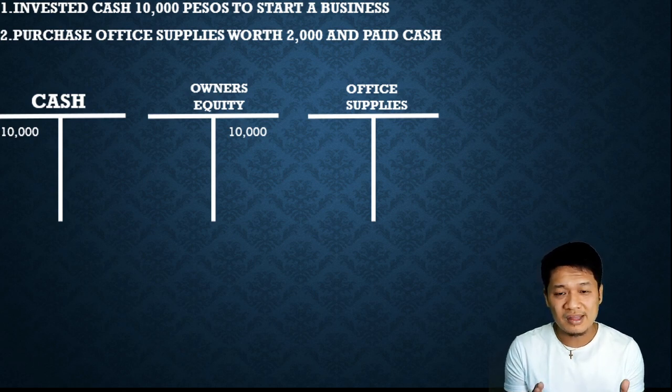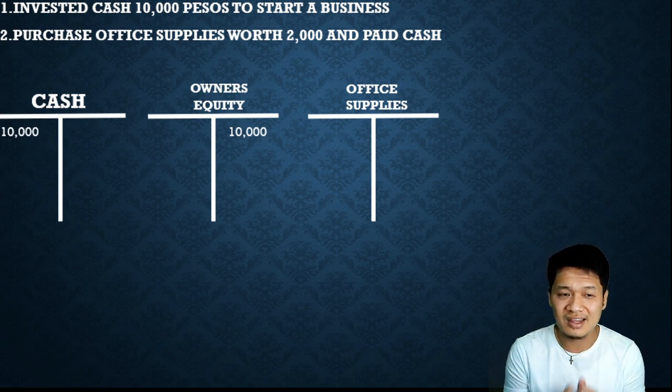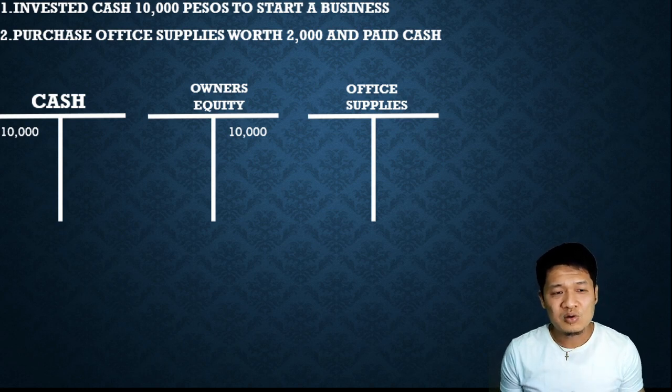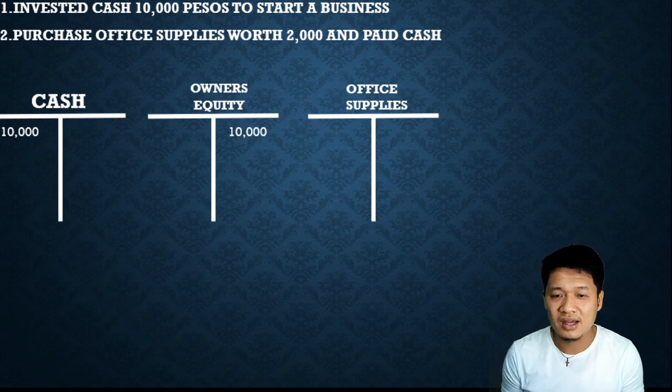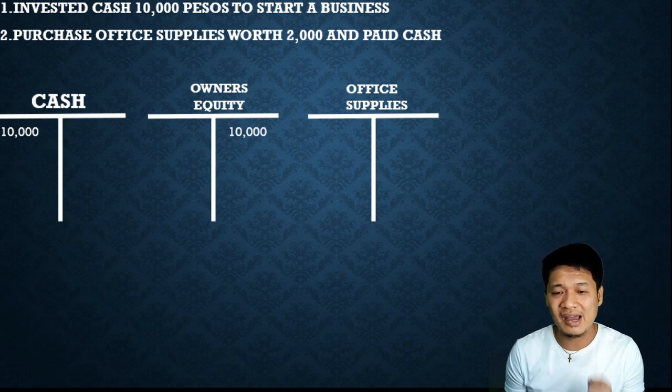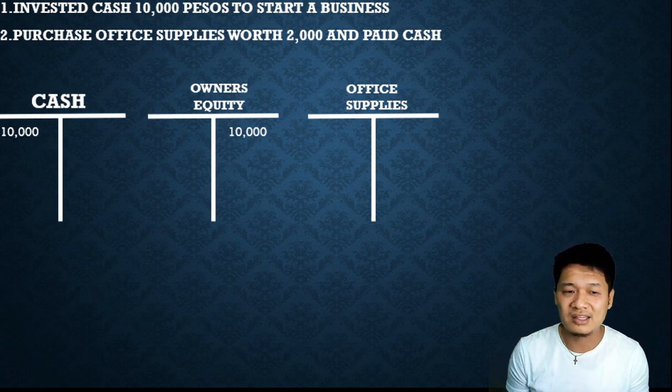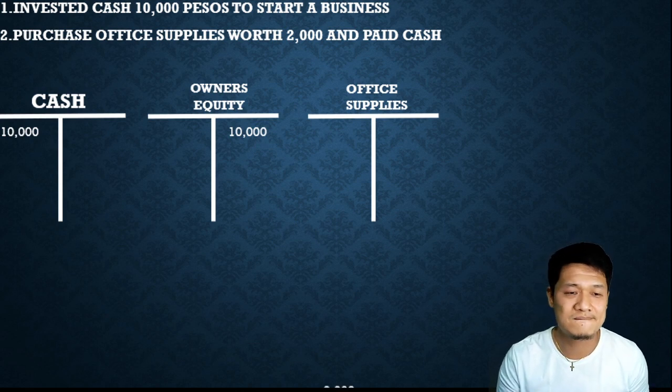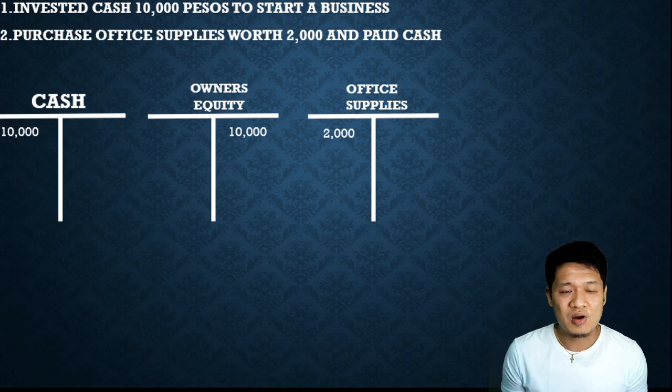So kung bumili tayo, naka-acquire tayo ng office supplies. Ibig sabihin, nadagdagan yung office supplies natin worth 2,000 pesos. So kung nadagdagan yung office supplies natin, kailangan natin siyang i-record sa increasing balance niya or sa normal side. Knowing that office supplies is an example of asset again, so kailangan natin siyang i-debit. Tama? Okay, so nag-debit tayo ng worth 2,000 sa office supplies.